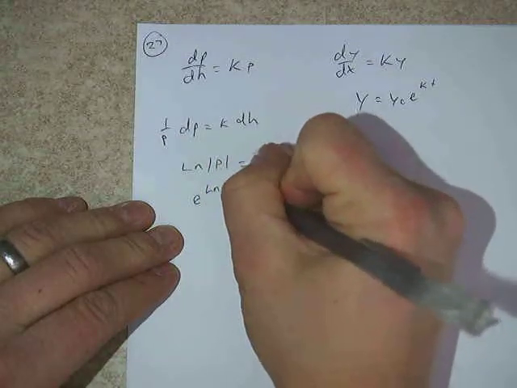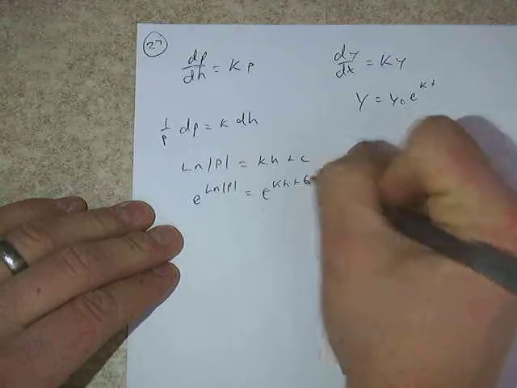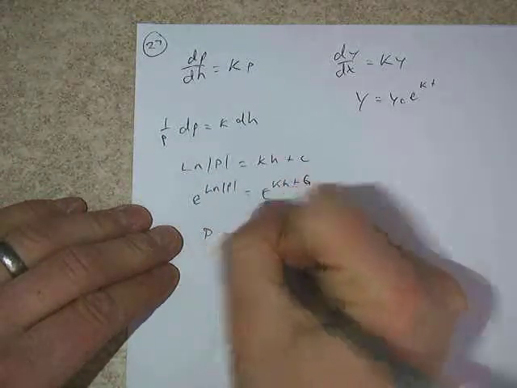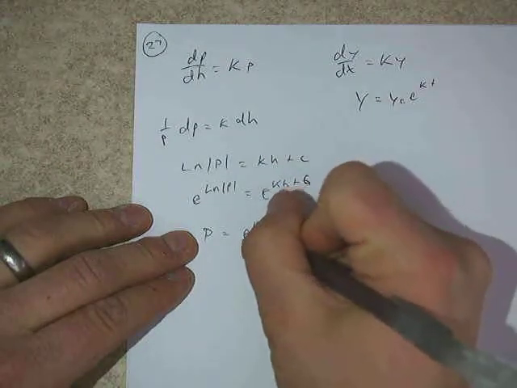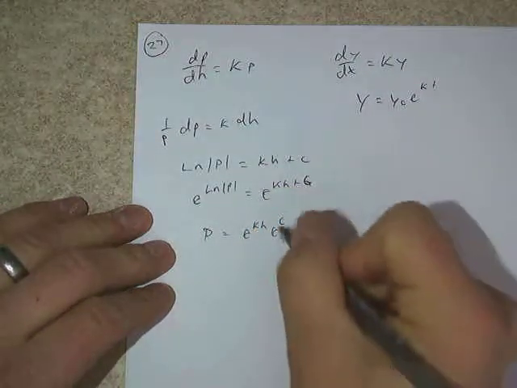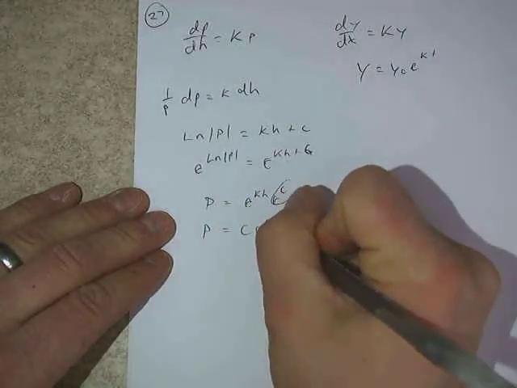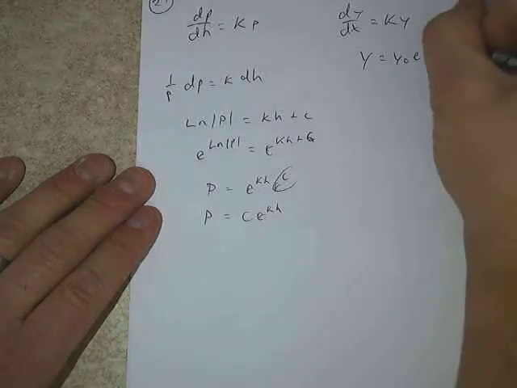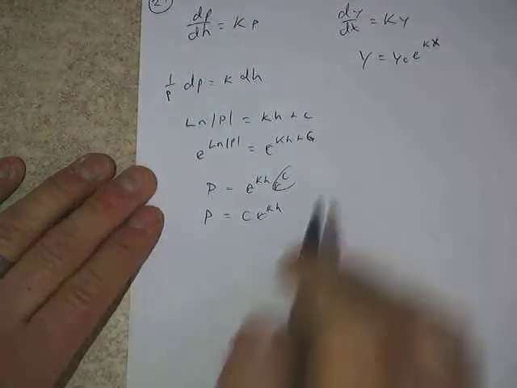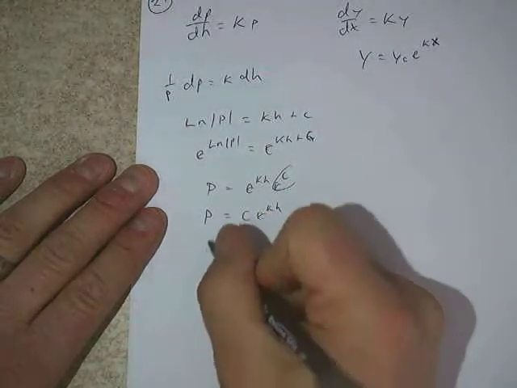We get natural log of absolute value of p over here, we get kh plus c over here. And then if we compose both sides with e, we get e to the ln of absolute value of p, e to the kh plus c, that is. And over here we get p, over here we get e to the kh e to the c, keeping in mind that e to the c is just a constant. So we get p equals c times e to the kh.